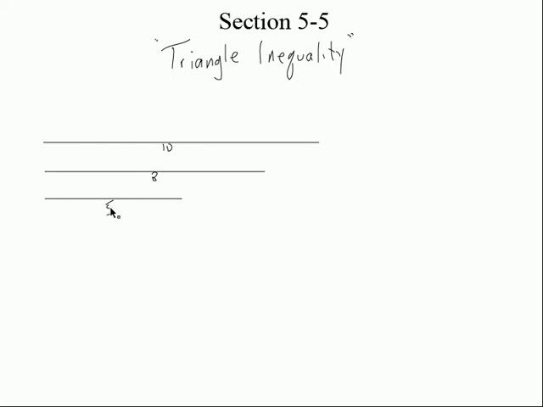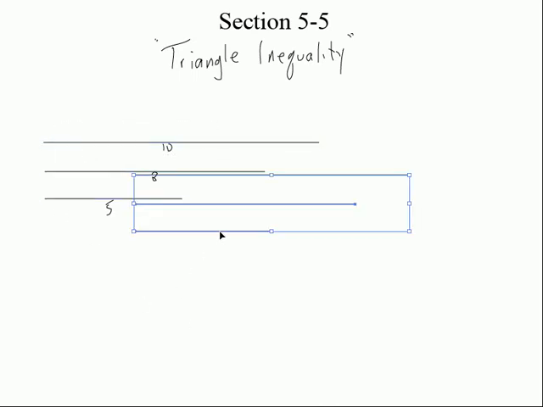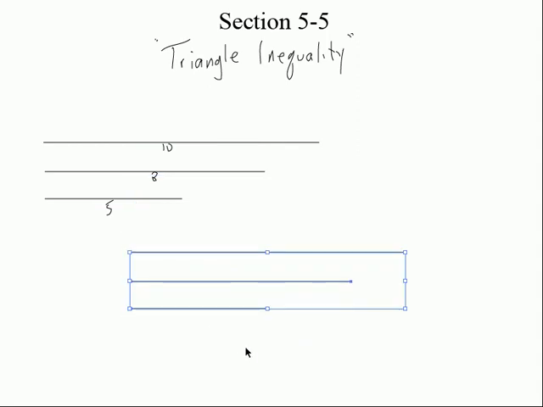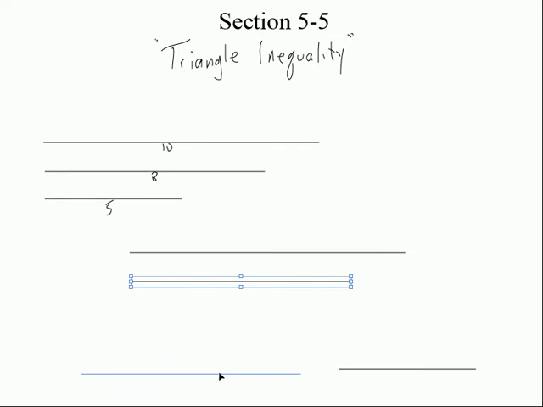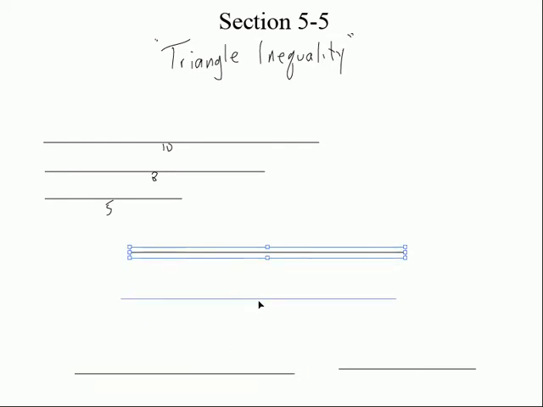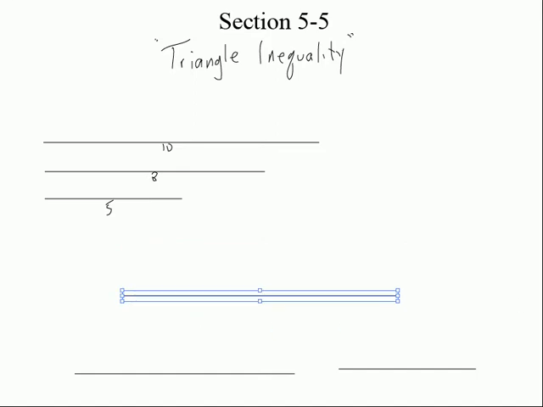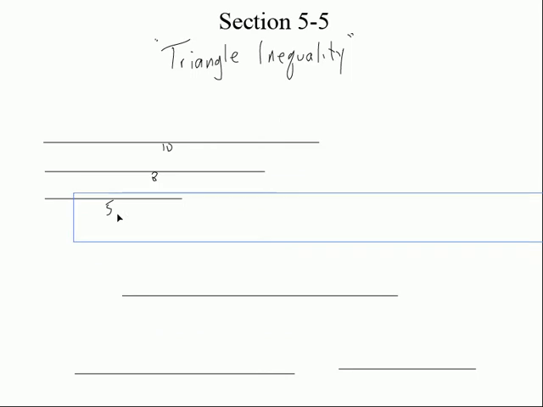Now, I can change the angles of these sides, but I can't change the length, okay? And they all have to make one triangle. That means all the endpoints have to match up with each other. I want to try to do that. Let's see if I can. Wait a minute. I'm dumb. Let's do this again.